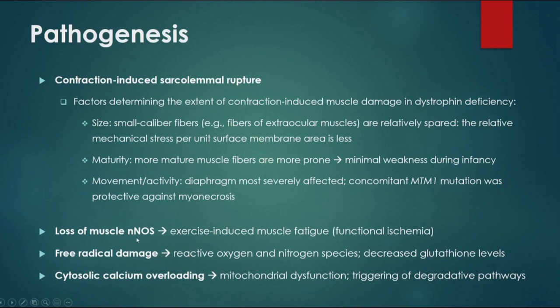Now this delocalized nitric oxide synthase can actually form nitrogen species within the muscle cells, and also reactive oxygen species are formed by NADPH oxidase type 2. So there is free radical damage as well, and glutathione levels are also reduced in dystrophinopathies, so there is definitely a component of free radical damage.